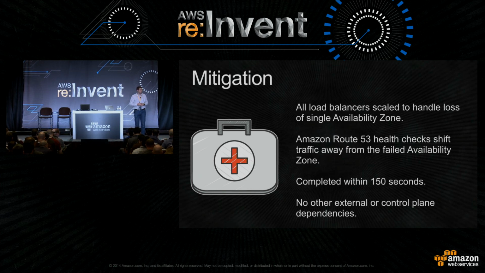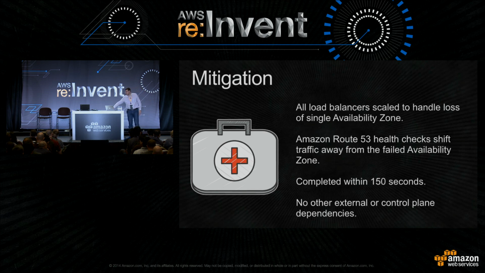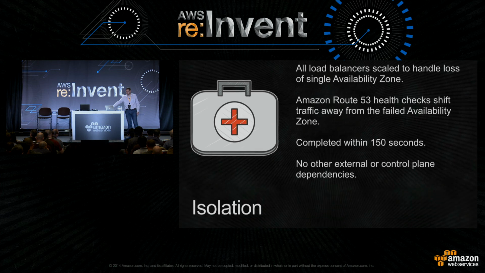So you should expect to see up to 150 seconds of latencies and errors, but after that it should all recover because we've shifted the traffic out. And absolutely no dependencies on control planes. I don't have to do anything. There's nothing that ELB has to call. There's no instances to launch. Just the DNS shift, and that mitigates the impact.